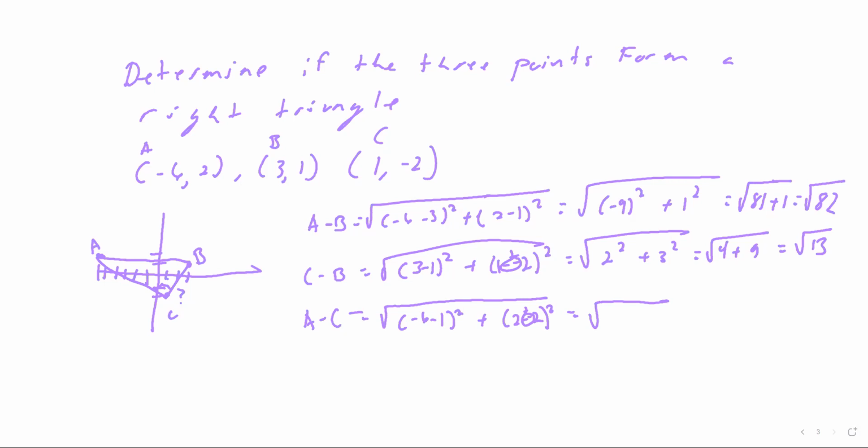-6 minus 1 is -7. 2 plus 2 is 4. -7 squared is 49, and 4 squared is 16. Good. 49 plus 16 is 65. Good.